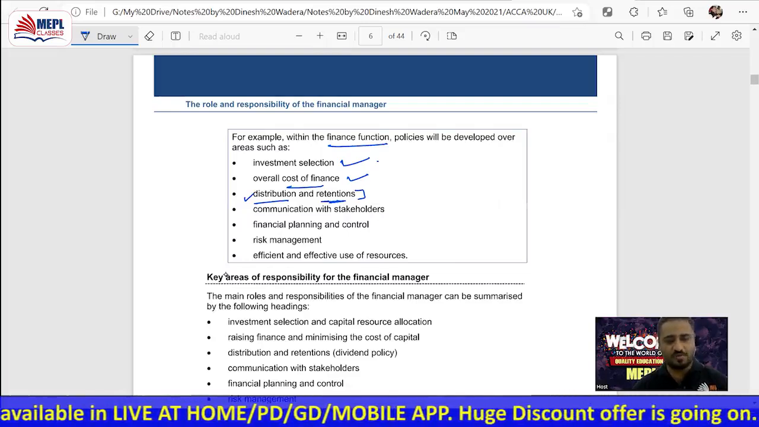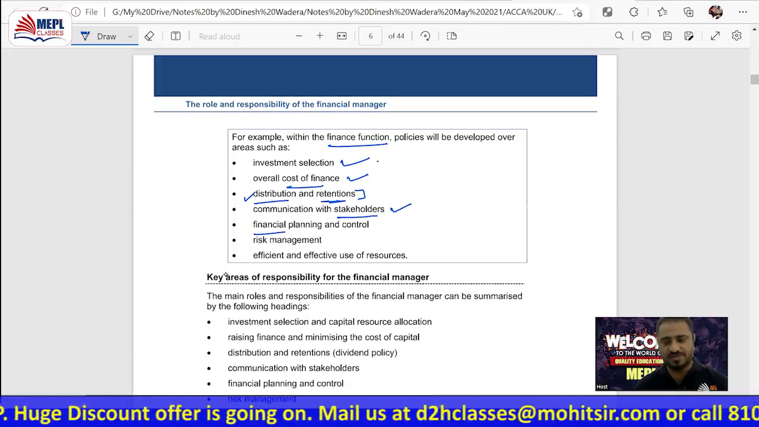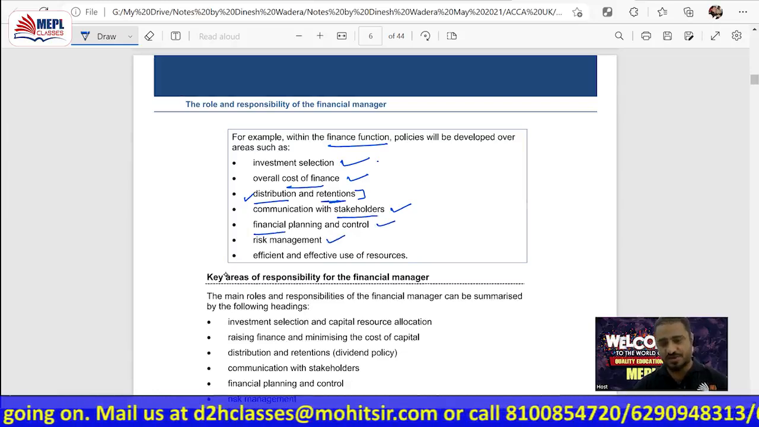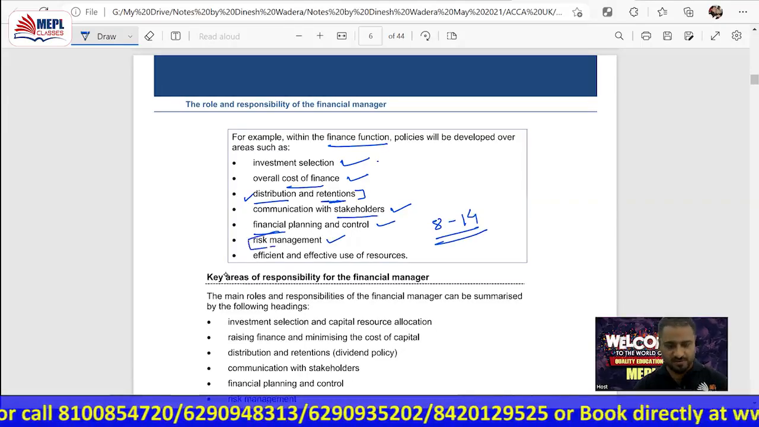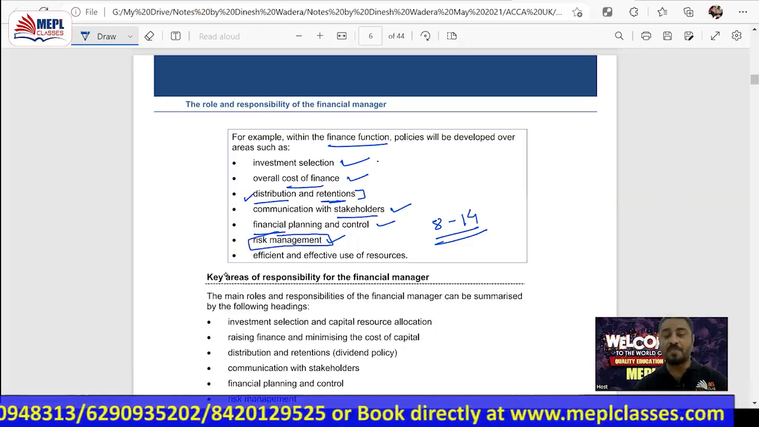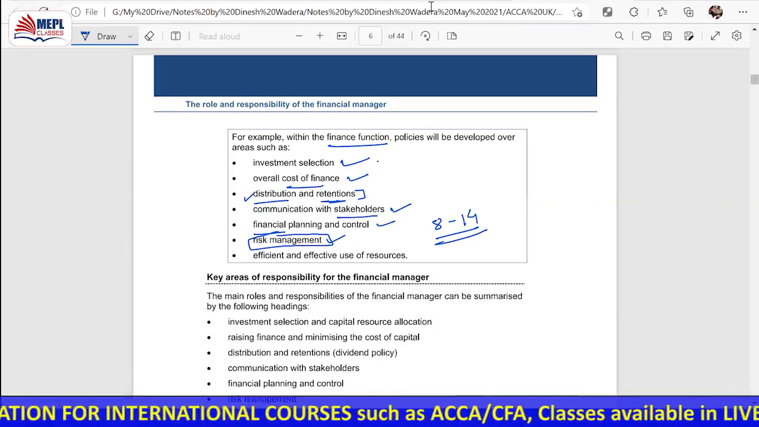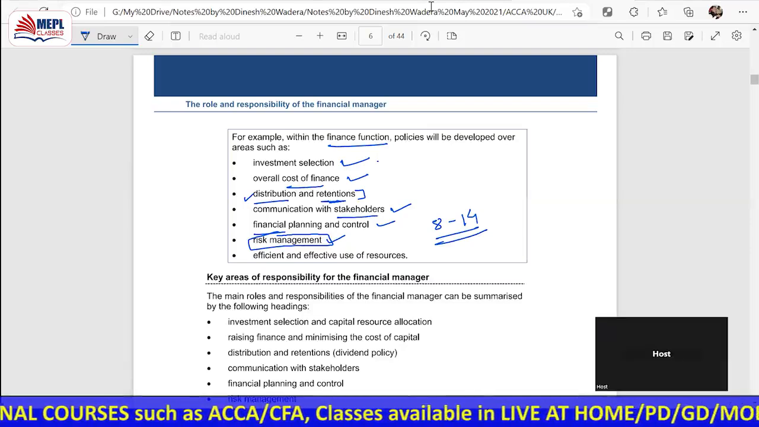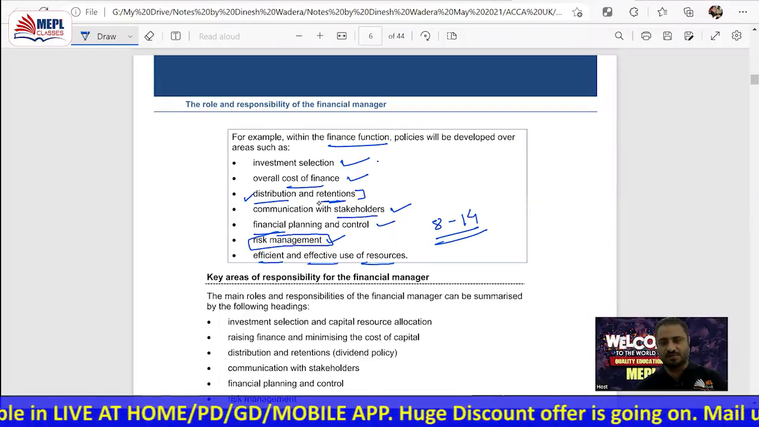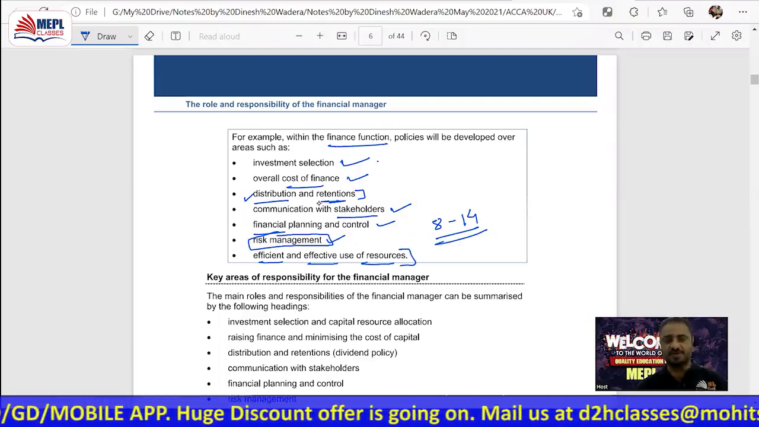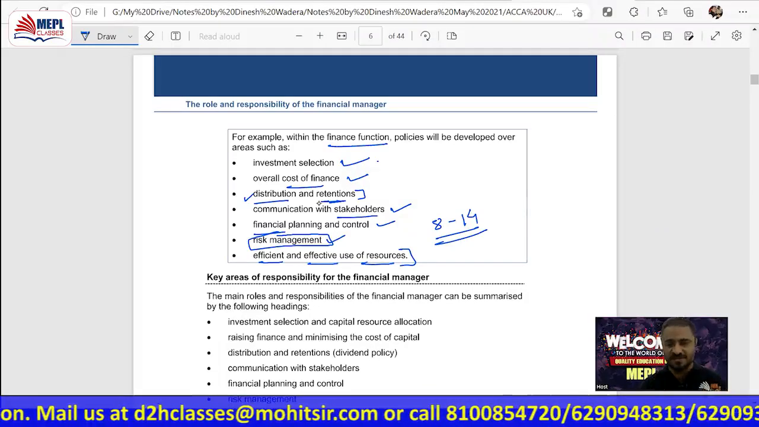You will also be responsible for communication with your stakeholders. You will also be responsible for financial planning and control. Risk management. Our unit number 8 to unit number 14 are mostly based on this topic, risk management. Because if you are managing the finances, it's not just about managing the finances, it is equally about managing the risk as well. And efficient and effective use of resources. This is what we do. Whatever resources are available with you, make sure you are making an effective and efficient use of that.